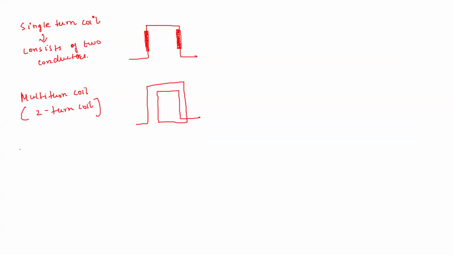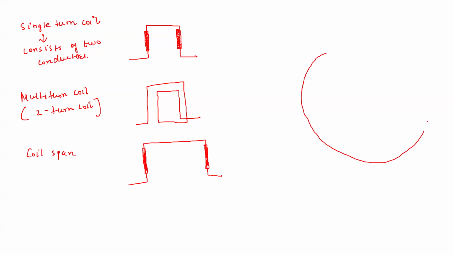Okay. Now what is a coil span? Coil span is nothing but this: in a coil there are two conductors. Now, when you are placing them in the slots, what are the slots? In the stator you have poles like this. Suppose let us talk about a DC machine. If we talk about a DC machine, these are the stator poles.